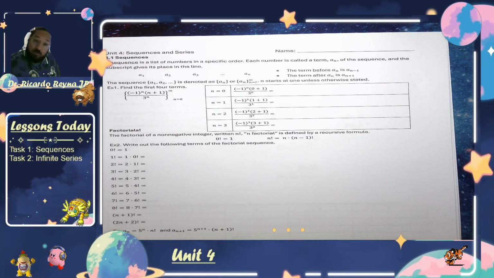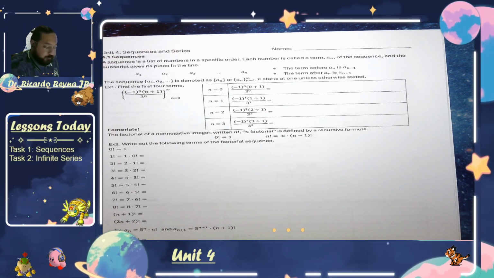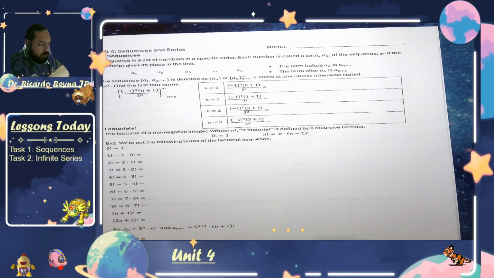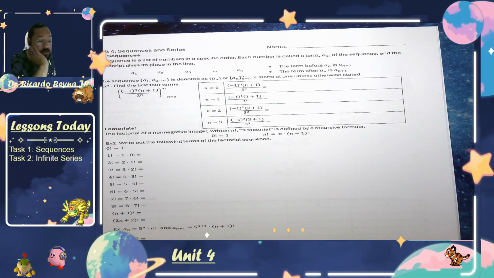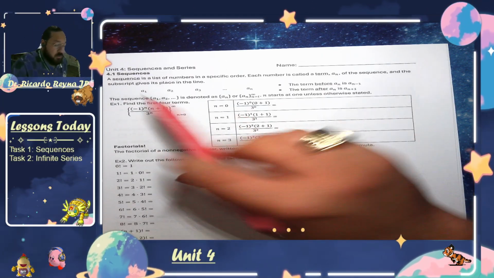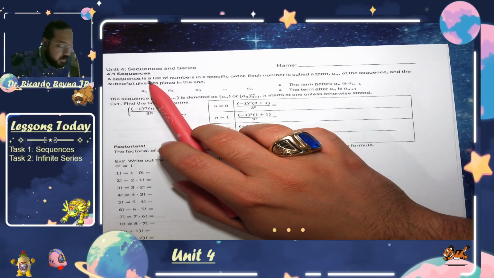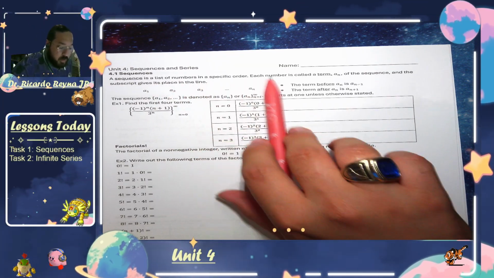So we're gonna do Unit 4 today. We're gonna do 4.1 and 4.2, sequences and infinite series. Let's start off with the sequence. So what is a sequence? A sequence is a list of numbers in a specific order.